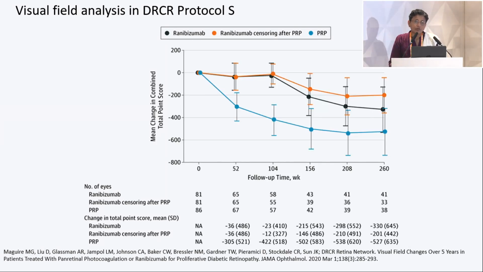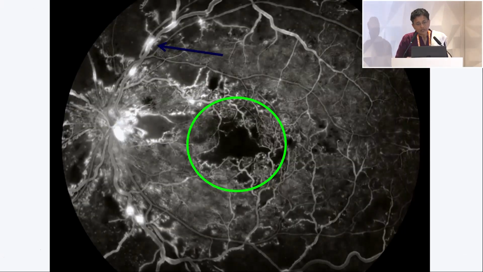Usually, before the era of ranibizumab anti-VEGF agents, we had PRP only. So we attributed all field loss to PRP. But this study was really good in that it showed us that whether you treat with ranibizumab or you censor the patient who had PRP, they still develop visual field loss as a result of retinal non-perfusion. So the disease progresses. Next few minutes, I will describe foveal avascular zone and macular ischemia.